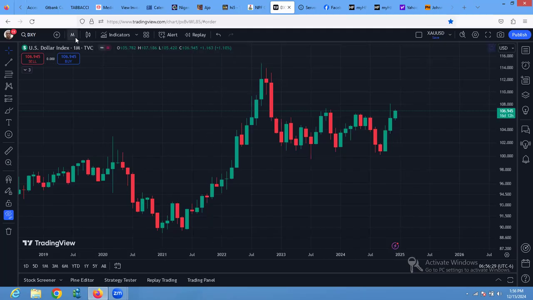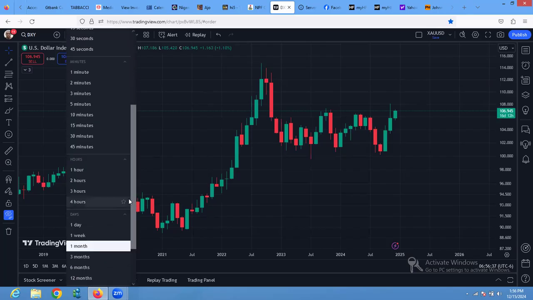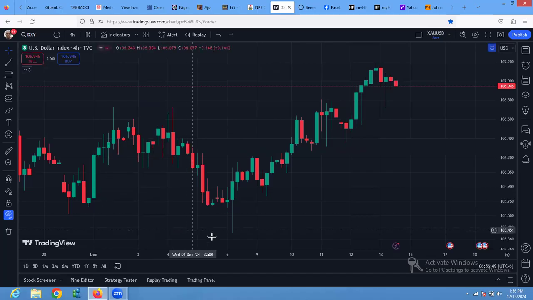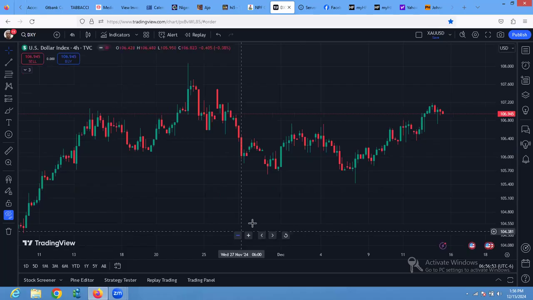Now, looking at the 4-hour time frame, this is the monthly. I'm going to jump right into the 4-hour time frame. I had said a couple of things to break down the DXY, so I'm not going to take more time on DXY. But I've said a couple of things here.